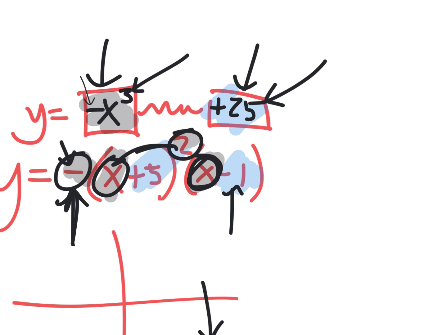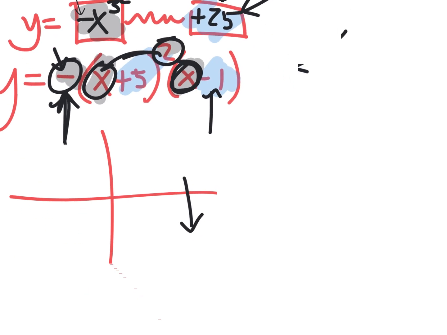The ends are opposite. Very good. So if it's down on the right, it must be up on the left. So it goes like this. Okay, next thing I want to know is the y-intercept.